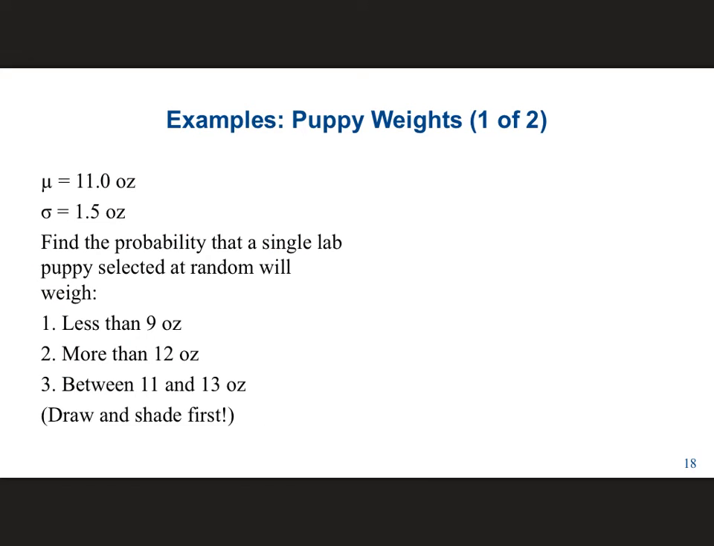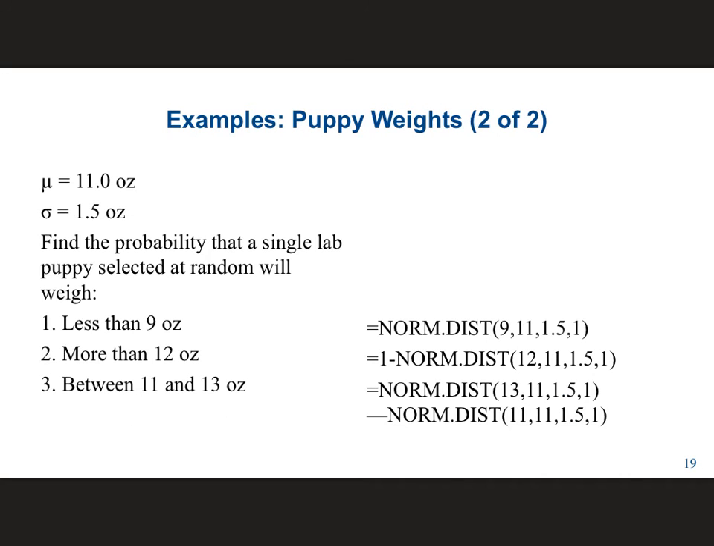So I would like for you guys to take time and actually try some of these problems. So I want you to find the probability that a single lab puppy selected at random will weigh less than 9 ounces, more than 12 ounces, and between 11 and 13 ounces. You can pause the video here, draw and shade first, and then get those Excel answers. And when you see the next screen, you will see those Excel formulas. So here are your answers. You can just check over. If you have any questions, you can always ask in the Unit 2 Teams channel.